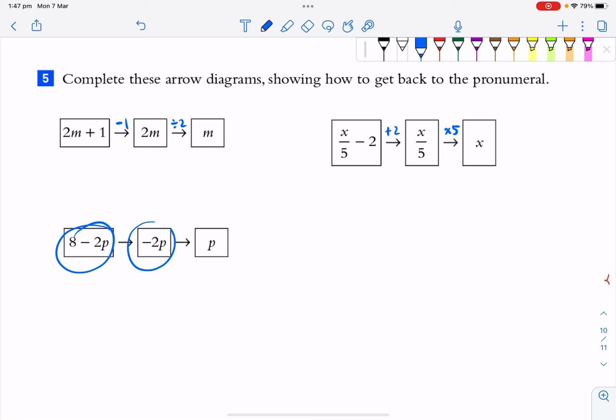From here to here, the 8 is missing. And that's a positive 8. So to get rid of that, we -8. And then here, we have -2p, the result. And over here, we have p. How do we go from -2p to p? We divide by -2. That will get rid of this part here. And that's that. So that's how you're going to do question 5.